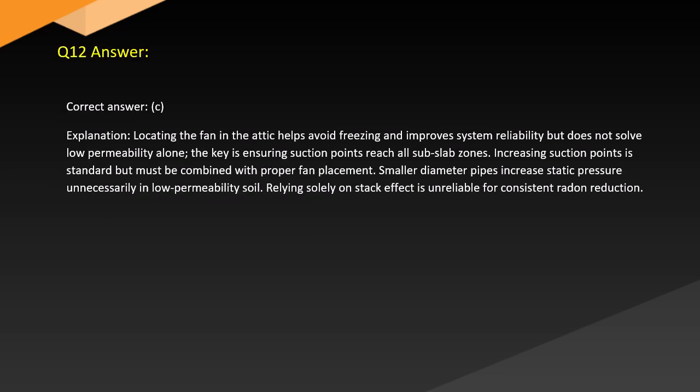Answer. Correct answer: C. Explanation. Locating the fan in the attic helps avoid freezing and improves system reliability, but does not solve low permeability alone. The key is ensuring suction points reach all sub-slab zones. Increasing suction points is standard, but must be combined with proper fan placement. Smaller diameter pipes increase static pressure unnecessarily in low permeability soil. Relying solely on stack effect is unreliable for radon reduction.